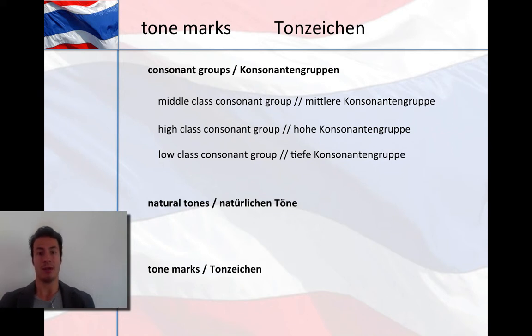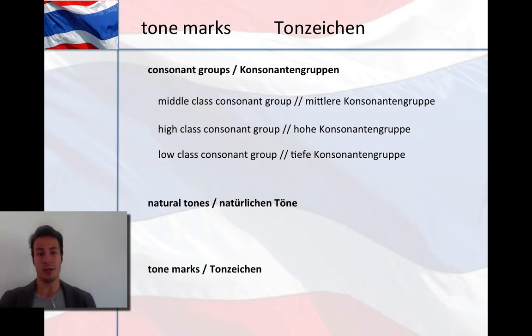So, what we take a look at today are the tone marks in Thai. Was wir uns heute anschauen, sind die Tonzeichen. As you know, we have 5 tones in Thai. Middle, deep, falling, low and rising tone. Wie Sie wissen, haben wir 5 Töne im Thai. Mittlerer Ton, tiefer Ton, hoher Ton, fallender und steigender Ton. In welcher Reihenfolge auch immer.